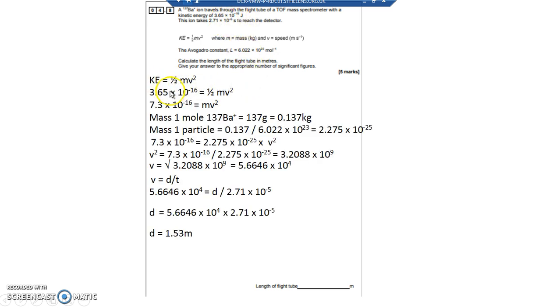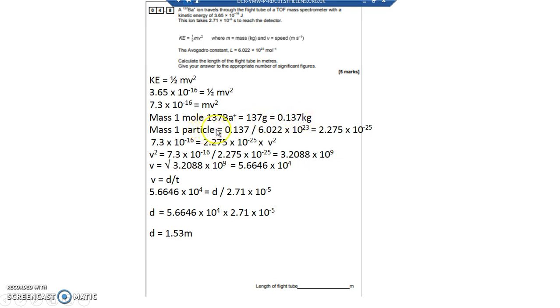Kinetic energy equals half mv squared. That's my kinetic energy I've been given. Just to simplify, I'm going to multiply everything by 2, so 7.3 times 10 to the minus 16 equals mv squared. The mass of 1 mole of 137 barium is 137 grams. This m value needs to be in kilograms, so I'm going to divide by 1,000. Remember, going from a small unit up to a large unit, you divide by 1,000. So the mass of a mole is 0.137.